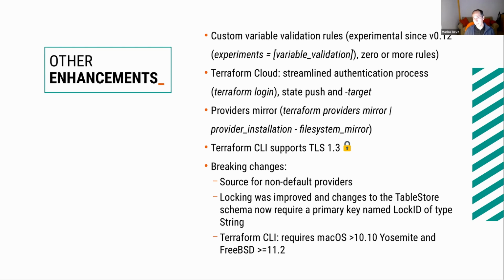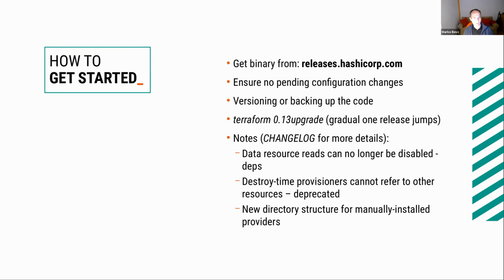Of course, the Terraform CLI now supports TLS 1.3, and there are some breaking changes as well. For example, non-default providers need a source specified now, otherwise Terraform will fail to find them. There were also improvements with locking, and the table store schema was changed a bit, so it now requires a primary key, which needs to be called LockID as previously, but with a strict type of string. And there is some deprecation on the Terraform CLI regarding FreeBSD and macOS, which no longer support some of the older versions. I'm actually missing an image here, which got lost from the slide. Sorry for that.